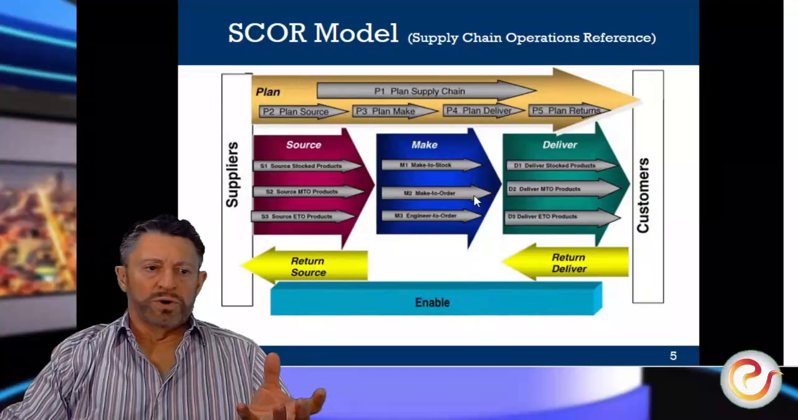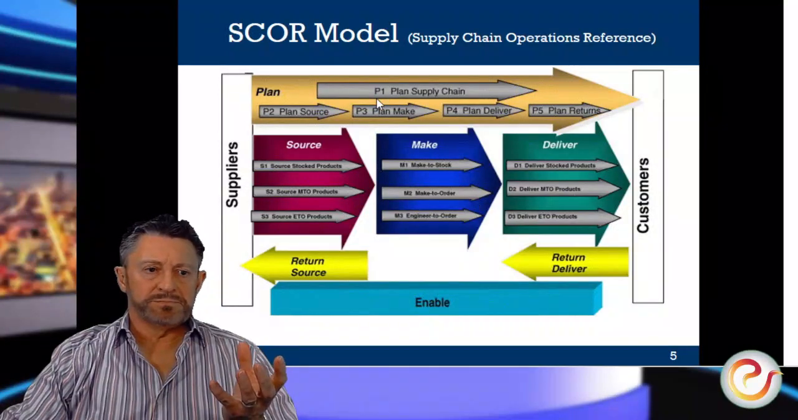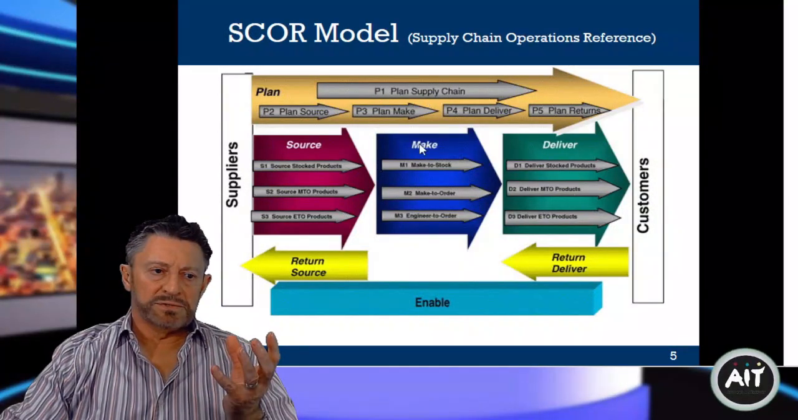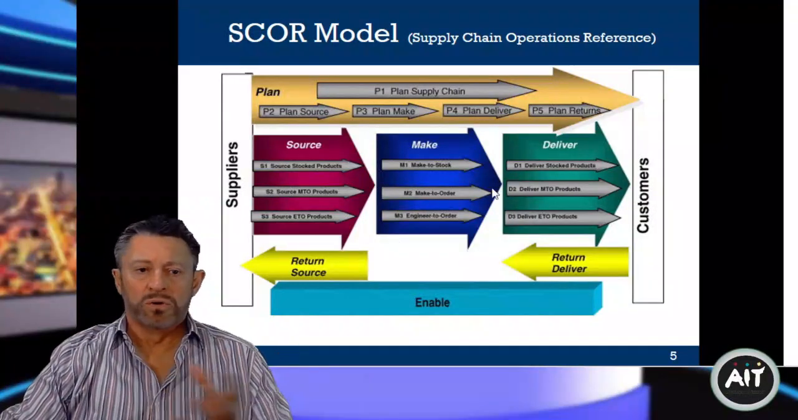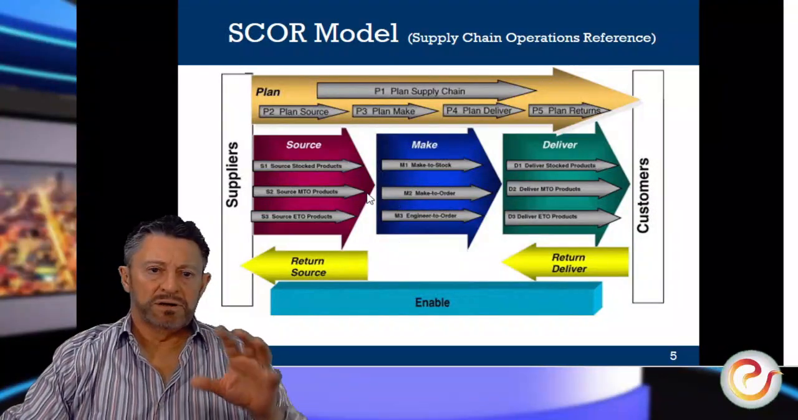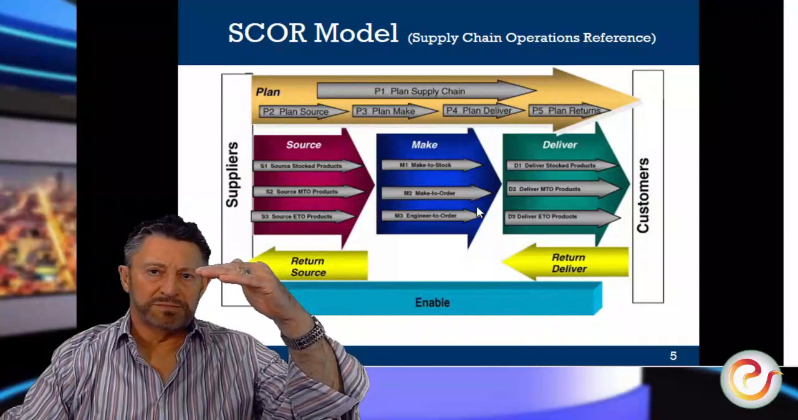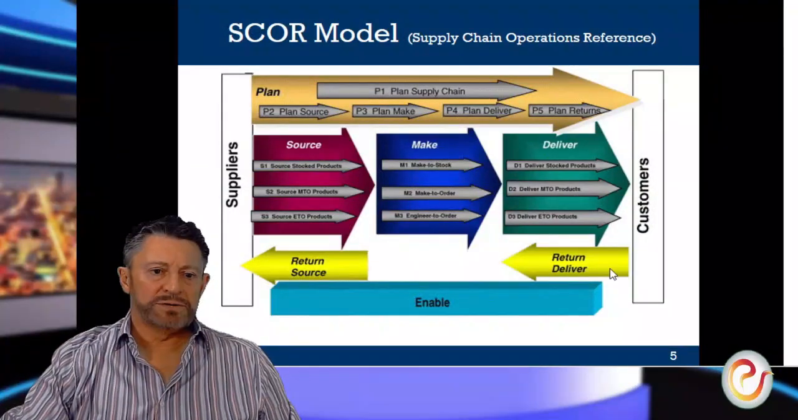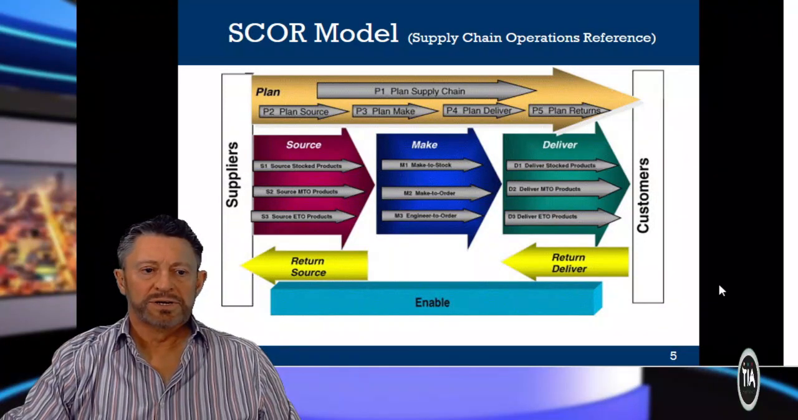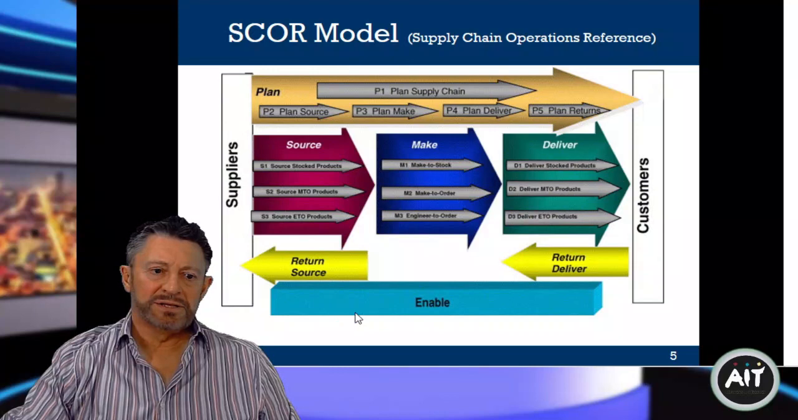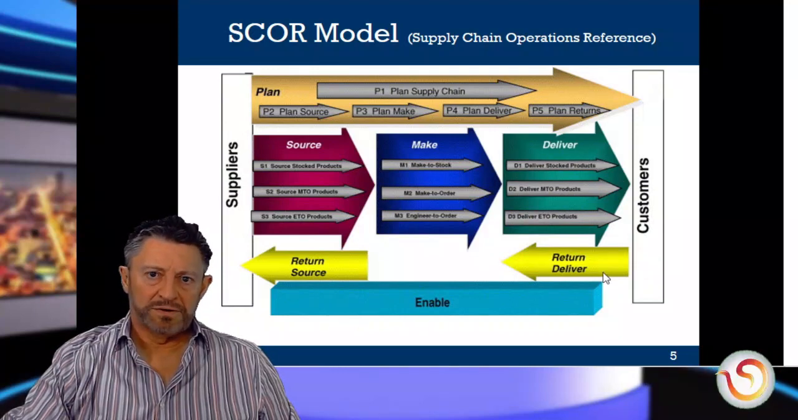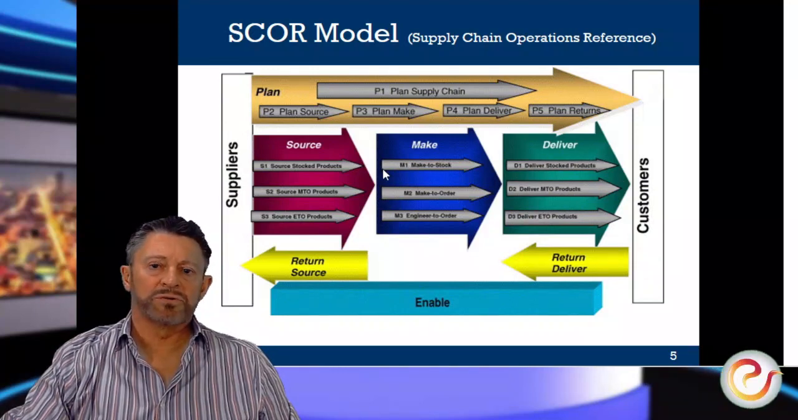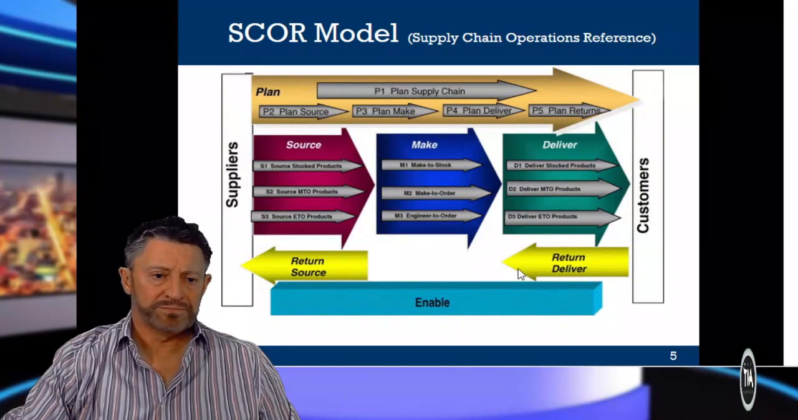Here's just another way of looking at the same model as such. You know, the flow between the different high level elements of the SCORE model. And where do we have here? Returns. And again, as you can see, return deliver, return source. Again, this is where you begin to see the circular effect of the reverse logistics. So it's already built into the SCORE model.